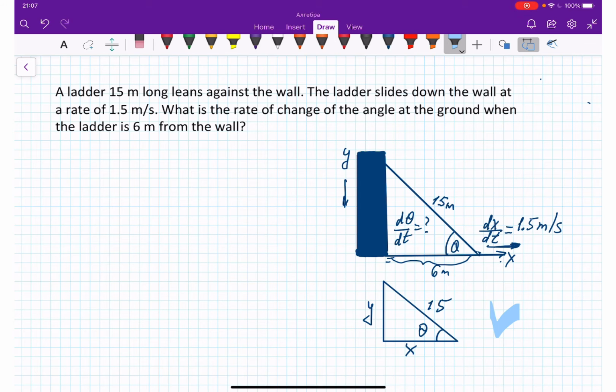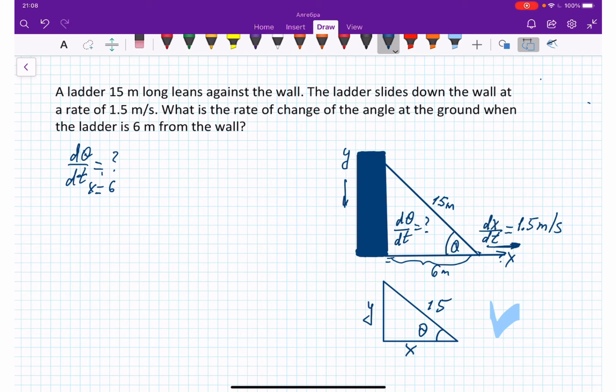Okay, so first thing, because our angle is going to change as the ladder goes down, we mark down d theta by dt, and dy by dt, because as time goes by, its angle is changing, and this is our question mark. This is what we need to find out. We need to find the change of angle at the point when x is equal to 6.